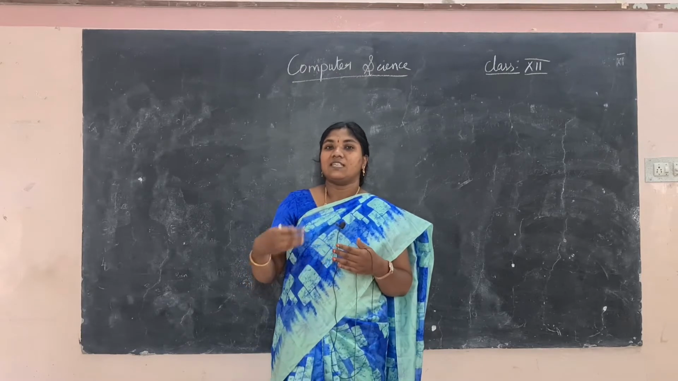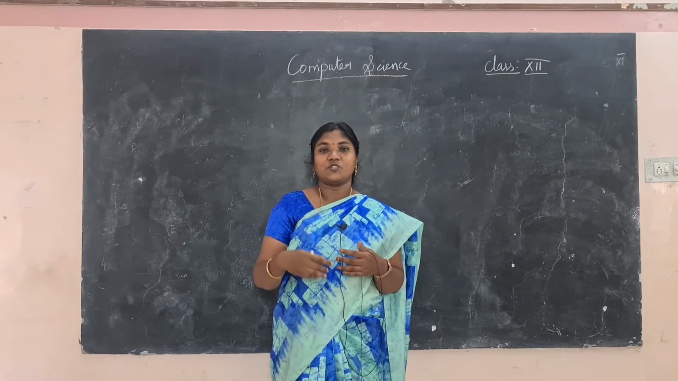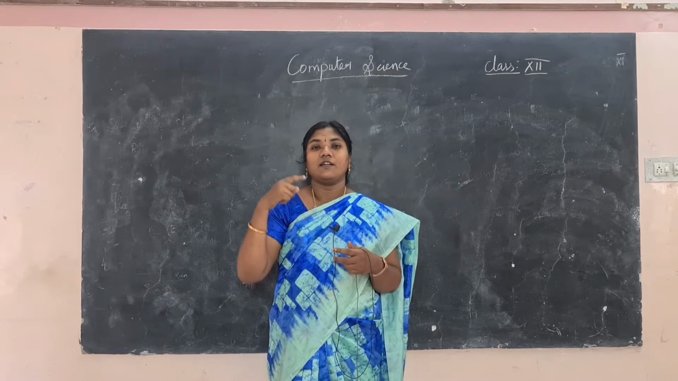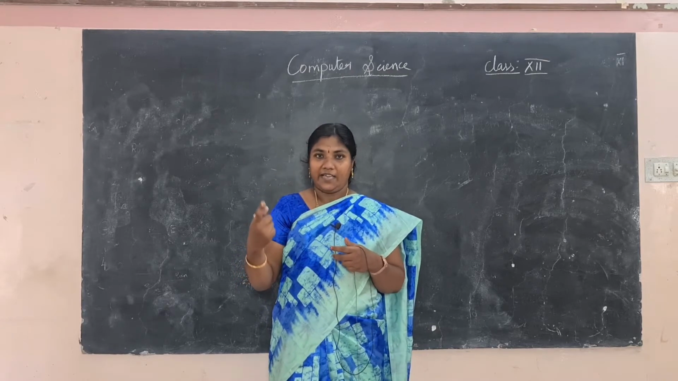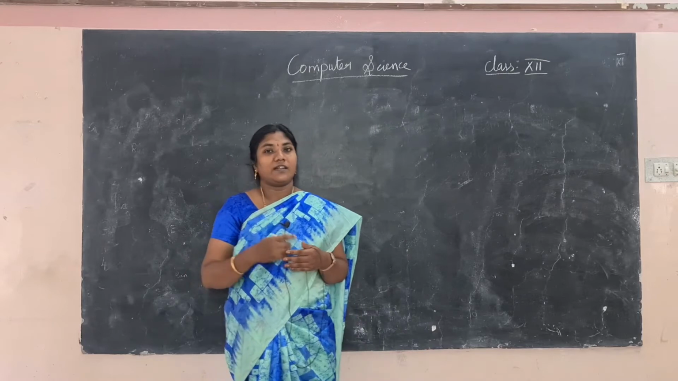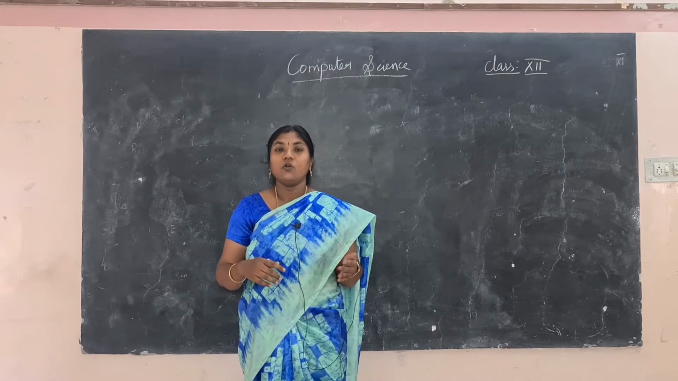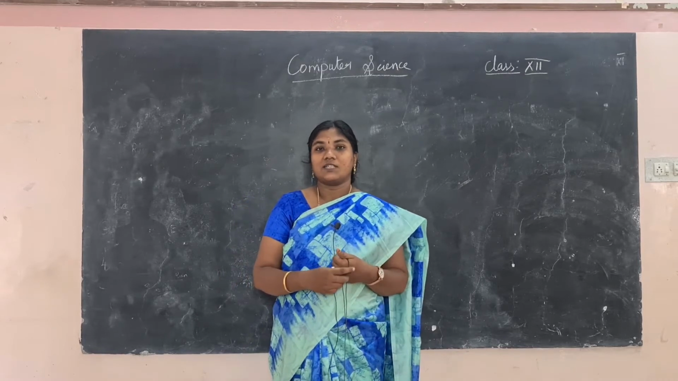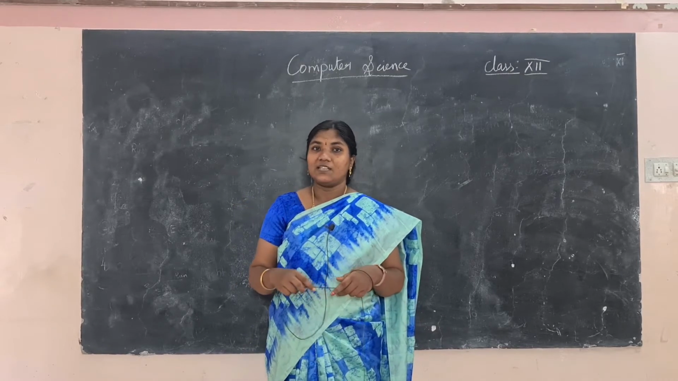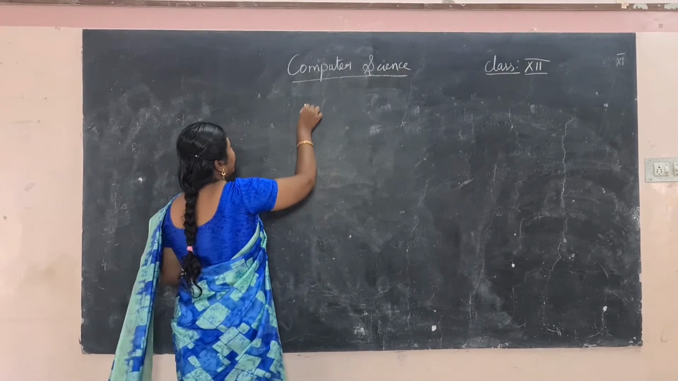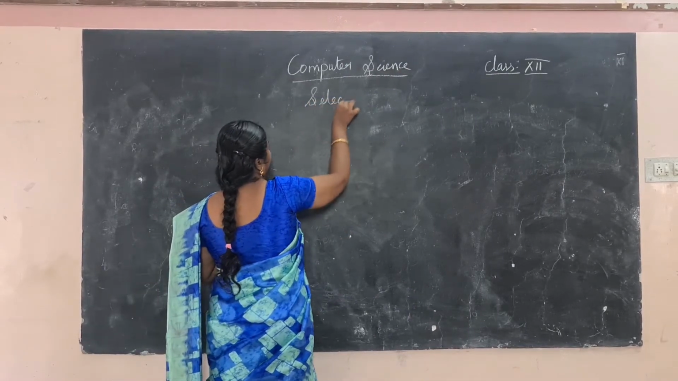Next we have seen the iteration statement, which means a particular set of statements or a block of statements is executed again and again. That is called a looping statement or iteration statement. We have seen the three types of statement in the last video. In this chapter we are going to learn about the selection statement and the iteration statement. First, today we will see the selection statement.